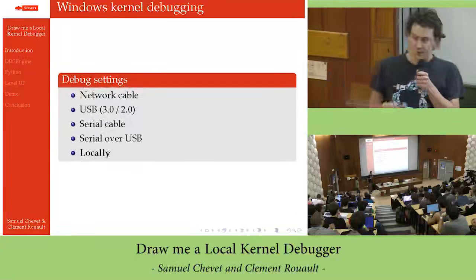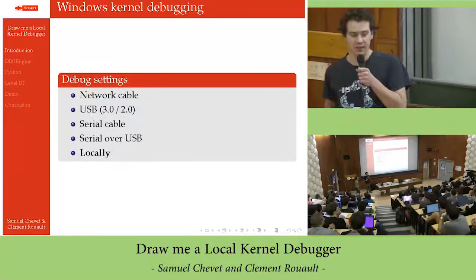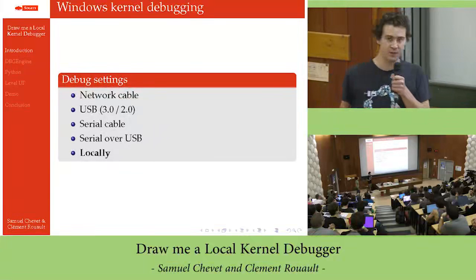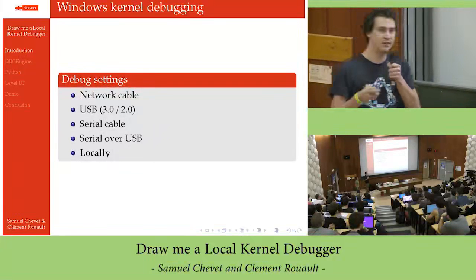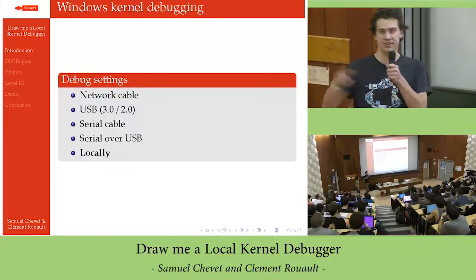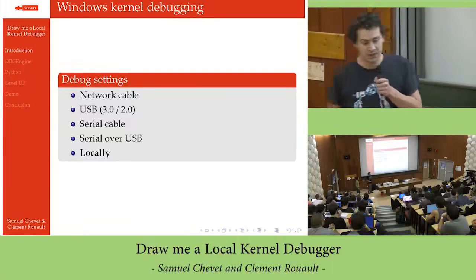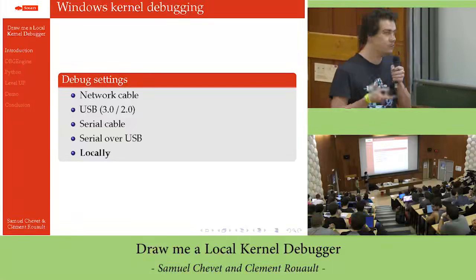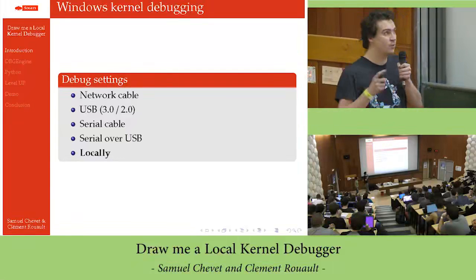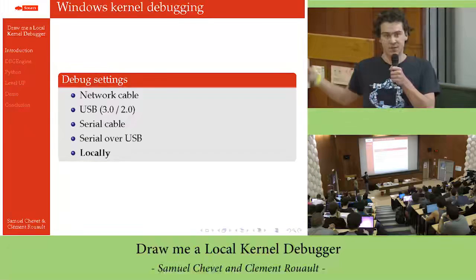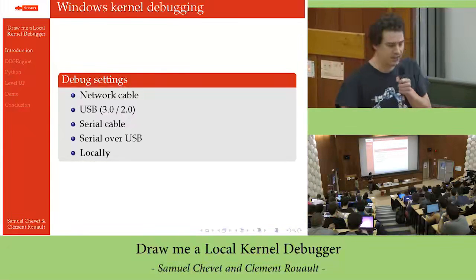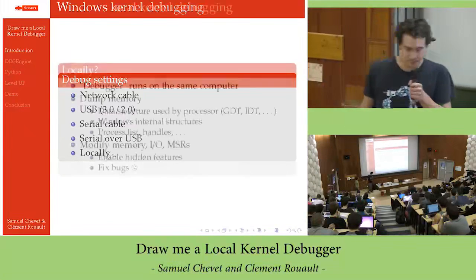Windows offers a few options for kernel debugging. You can do it via the network; of course, it's encrypted, and the client has to exchange a key. You can do it with USB or a serial cable. You always use this option when you debug a virtual machine. And of course, locally. So this is the subject of today.